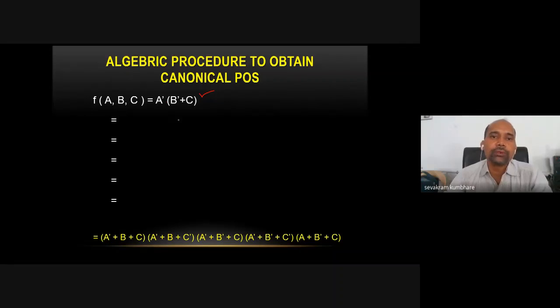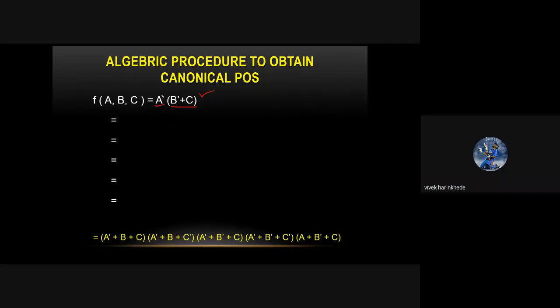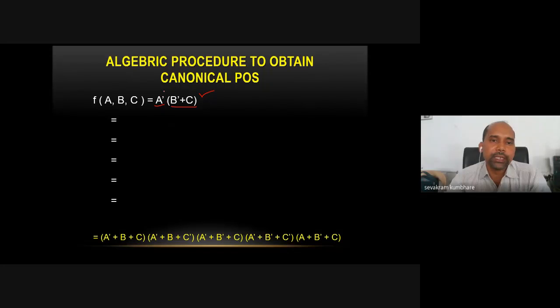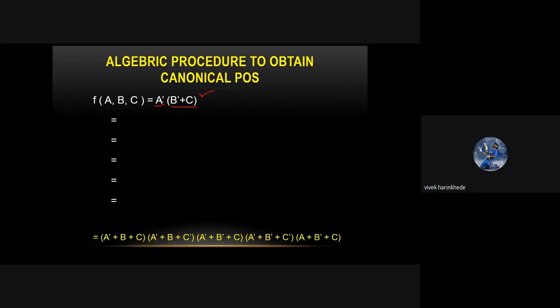So now we need to find its canonical POS form. How to do? This is one term and this is another term. In this term, which one is missing? What is missing? B bar plus B, and C C bar is plus missing, C. Right? Yes, sir, C is missing.